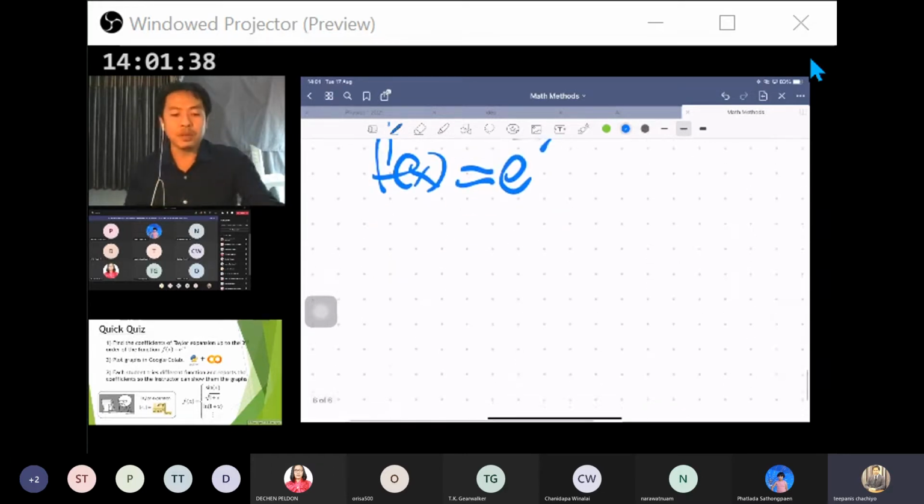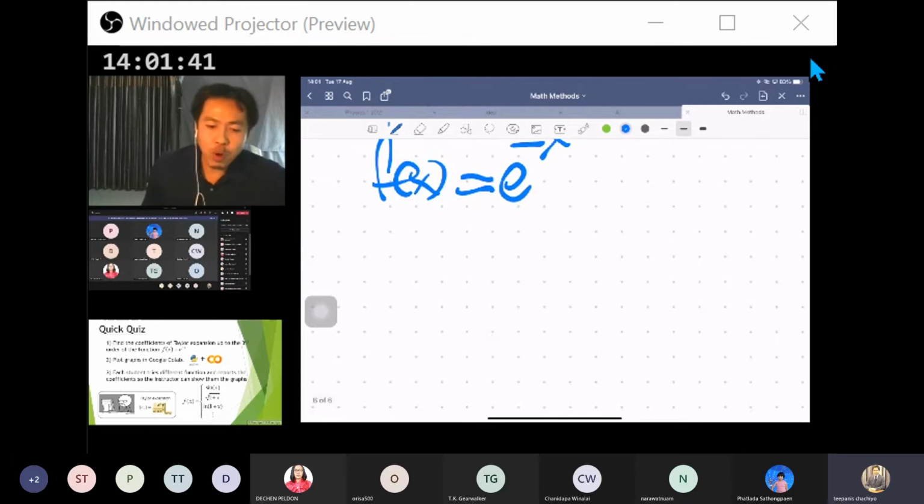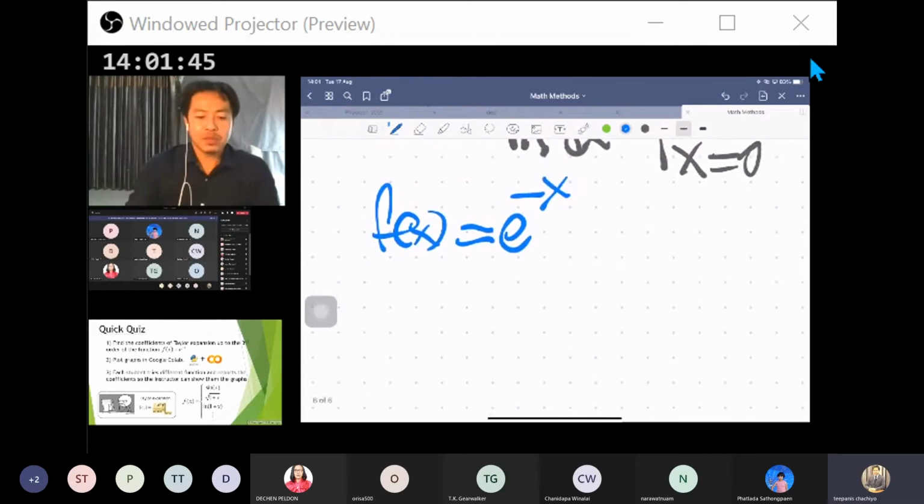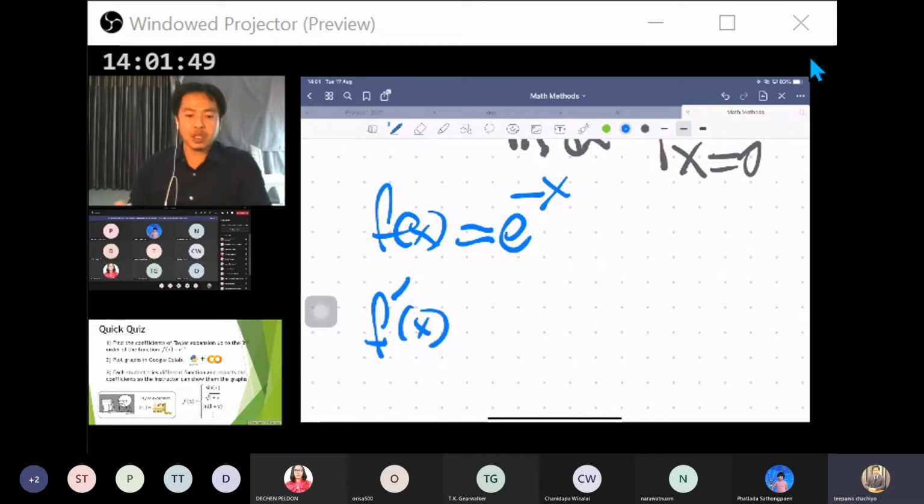So let's do it. To begin, I can just compute the f prime, okay, because I have the f on top.